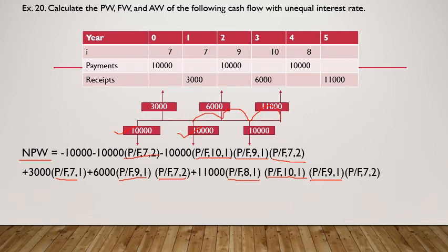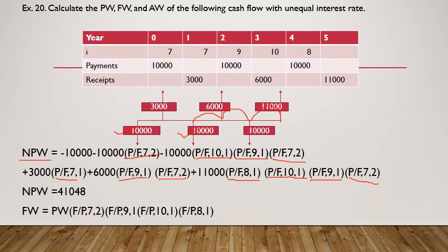From 0 to 2, is it uniform? Yes, it is uniform. Now I can use the factor P by F comma 7 comma 2 straight away. So this is how I convert this one by one, stage by stage, applying the values. I get NPW as 41,048.